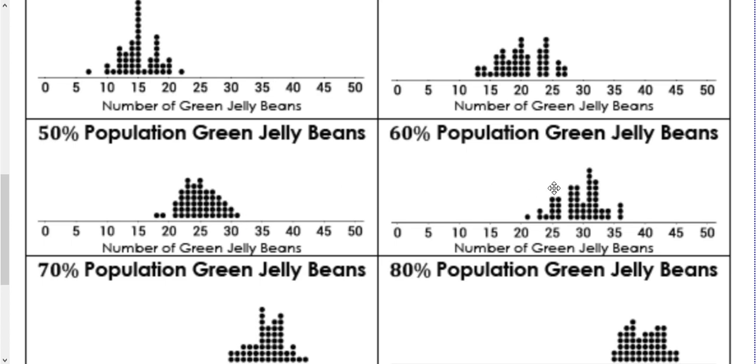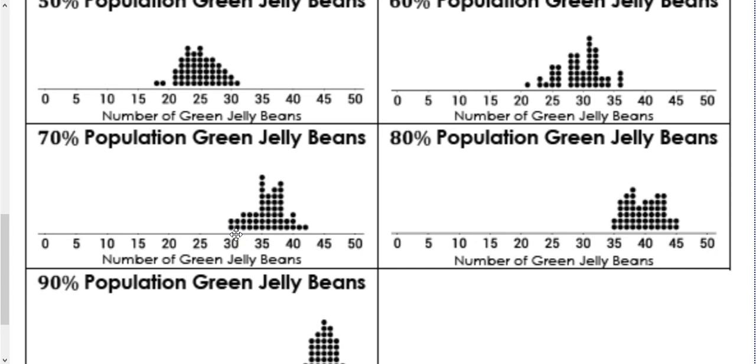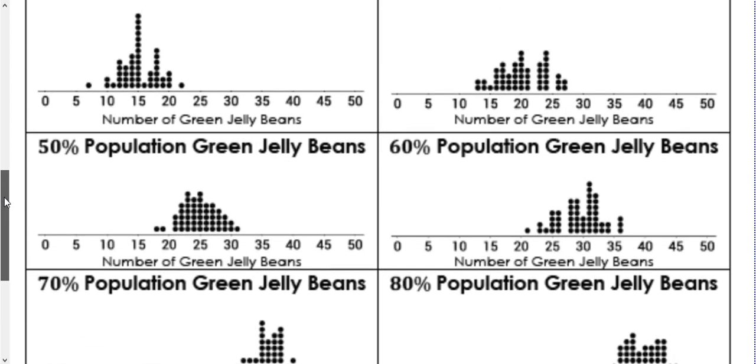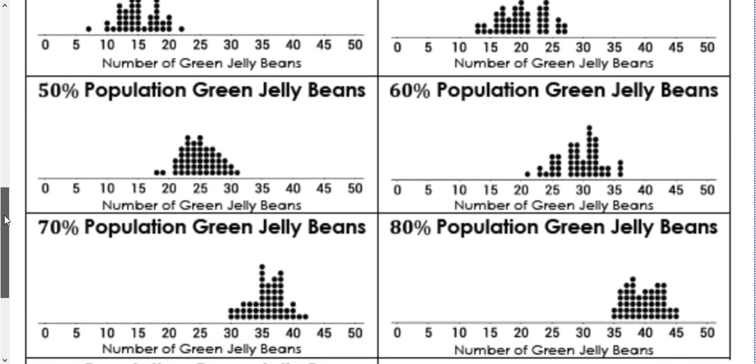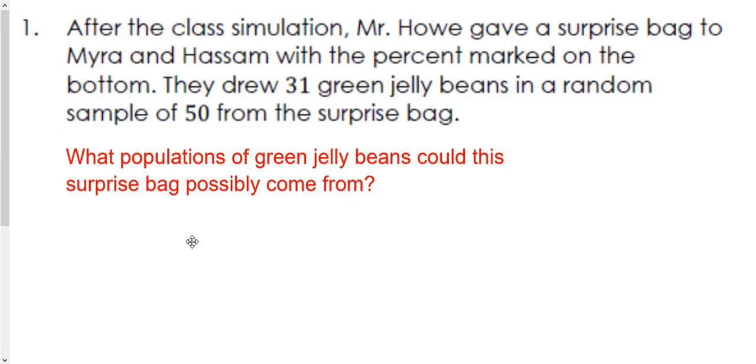All right. 60%, yeah, 31 came up a bunch of times. And we go to 70%, yeah, 31 came up a couple times. And then by the time we get to 80%, our possibilities have kind of passed us by. So that tells us that that mystery jelly bean bag is probably between 50 to 70% green jelly beans. All right. So we would go over here and we say, hey, it's from 50% to 70%. Okay.